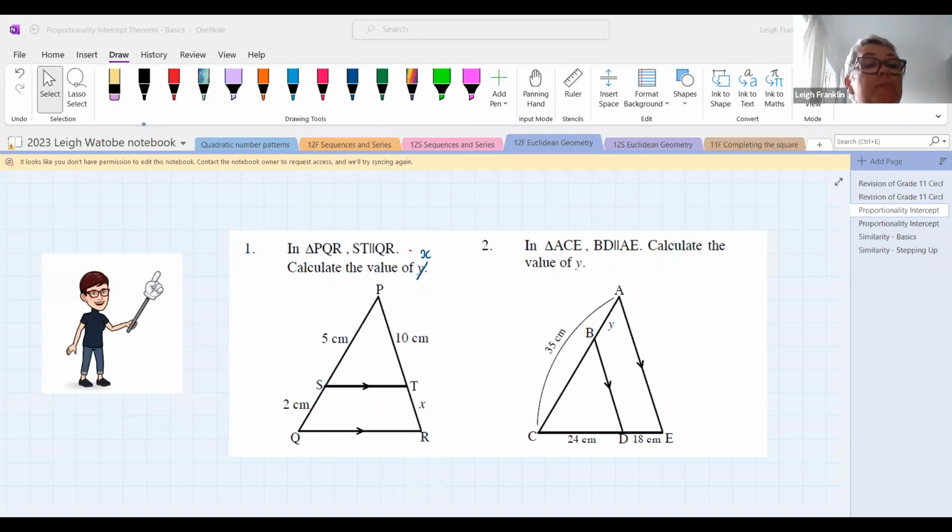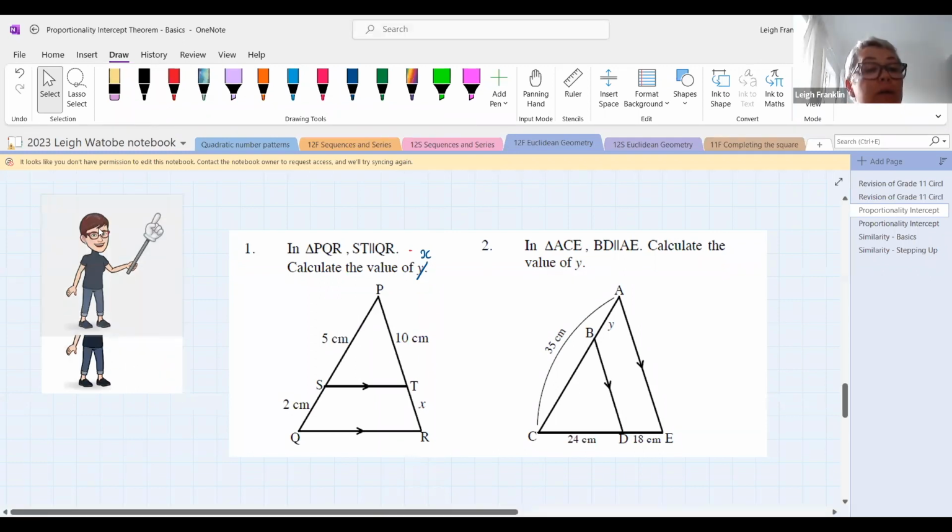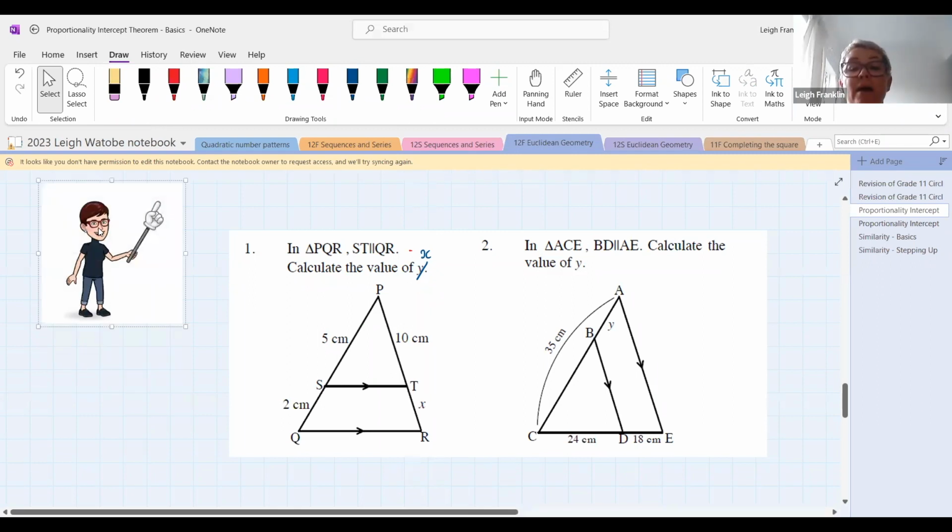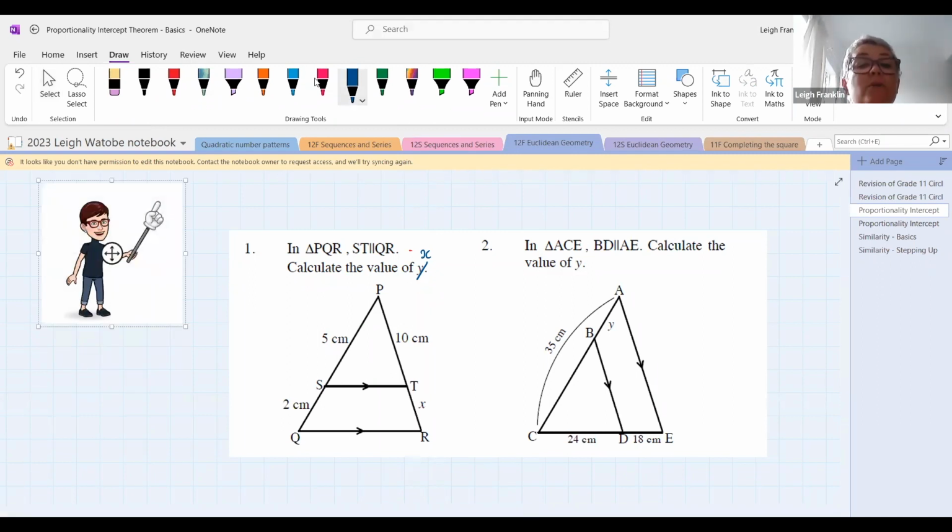So I'm going to start putting up the solution to number 1. I'm just going to move myself out the way here, and then you guys can try the second question. All right, so in number 1, you would have had something that looks like this.